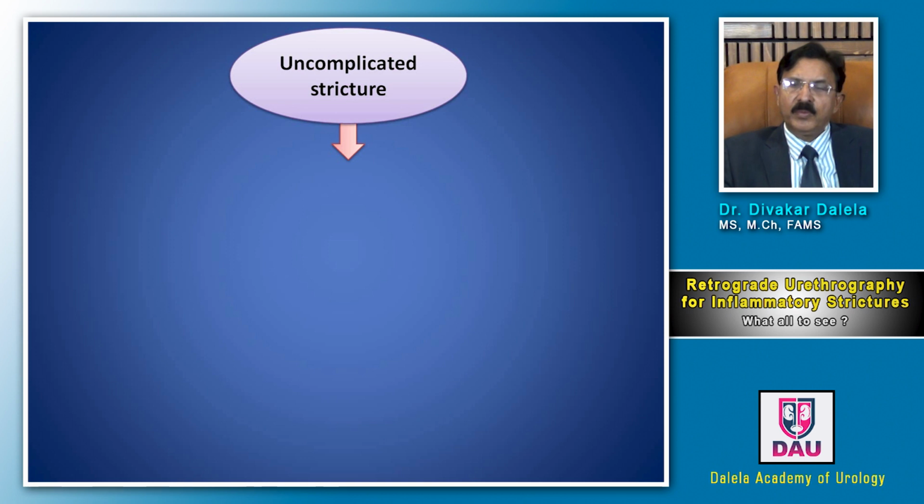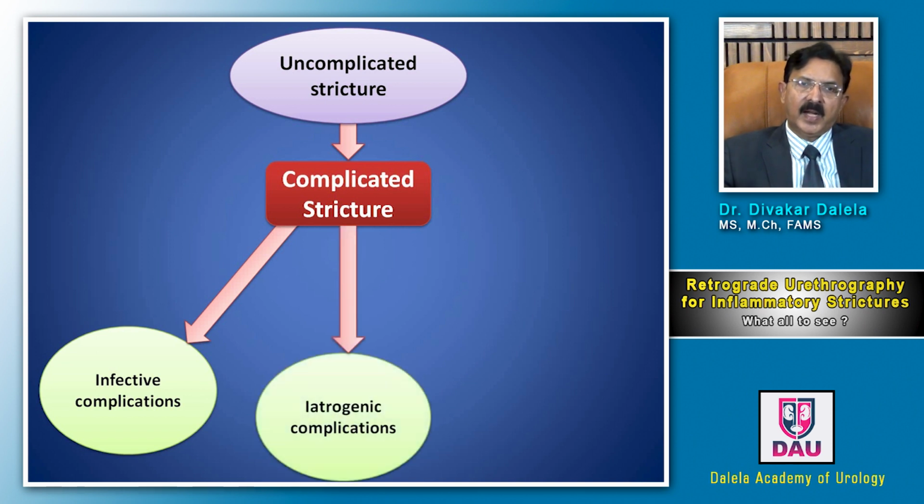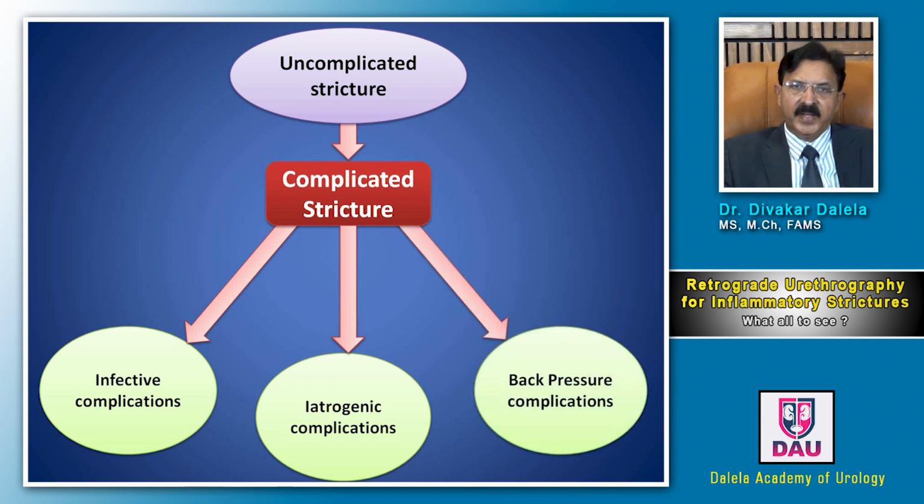The third thing that you have to see about the stricture is, as I said, the extent of stricture disease. A stricture can for a very long duration be uncomplicated, but in some unfortunate patients it becomes a complicated stricture, and you can have either an infective complication of the stricture, or an iatrogenic complication in the stricture, or you can have back pressure effects in the urethra proximal to the stricture or the bladder proximal to the stricture, and you can sometimes see all these complications in the retrograde urethrogram film, right?